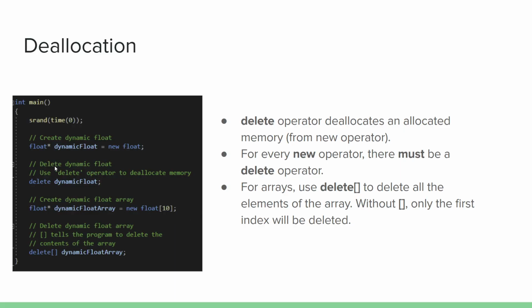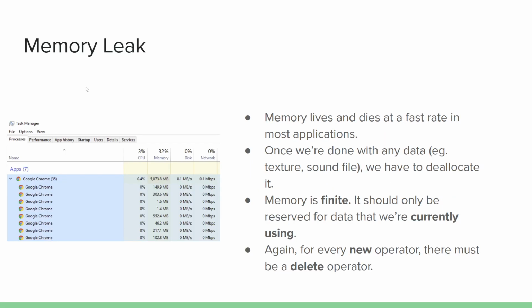So again, why do we need to always have a delete when we have a new? It's because of memory leaks. Memory lives and dies at a fast rate in most applications. Once we're done with any data, we have to deallocate it. Remember, our memory, our RAM, is finite. It is not infinite. It is only limited to the size of our RAM. So it should only be reserved for data that we're currently using.